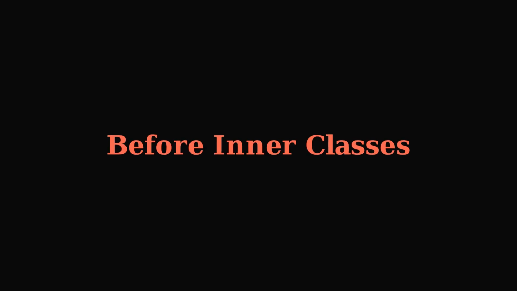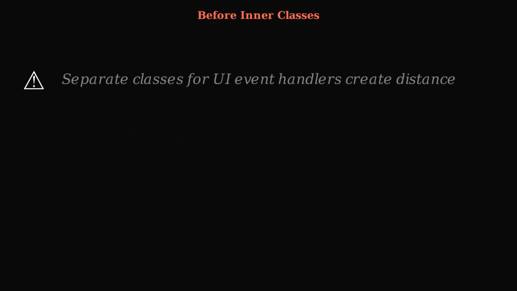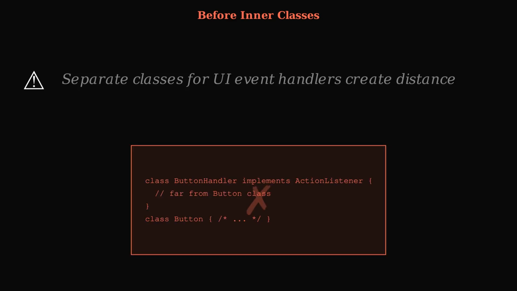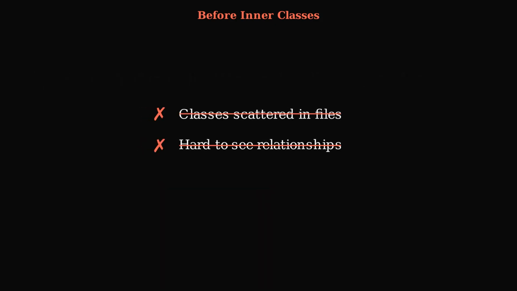So, what happens without inner classes? Separate classes for UI event handlers create distance. Look at how messy the code gets. Classes scattered in files. Hard to see relationships. Cannot access private fields. There has to be a better way.